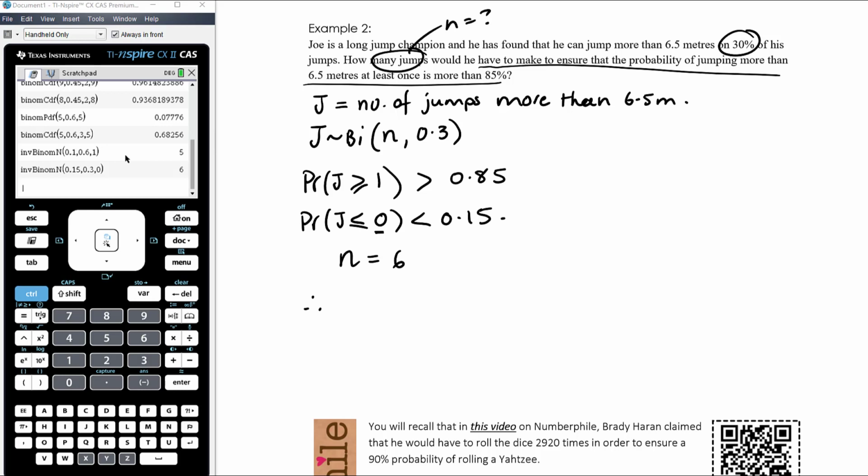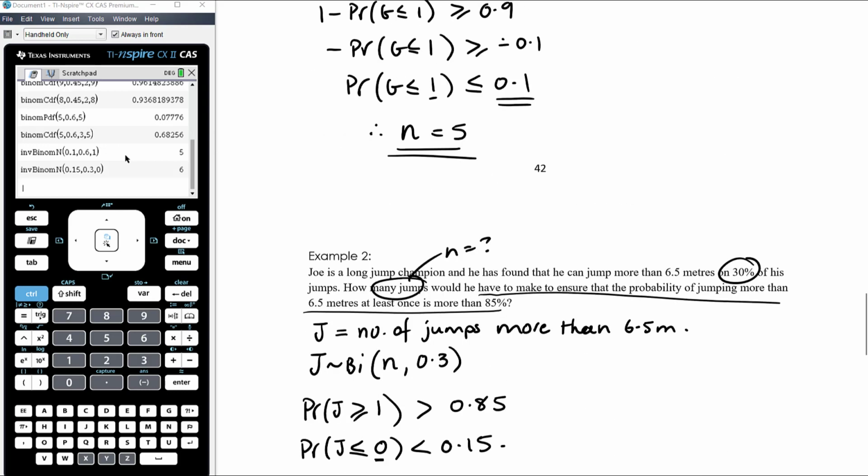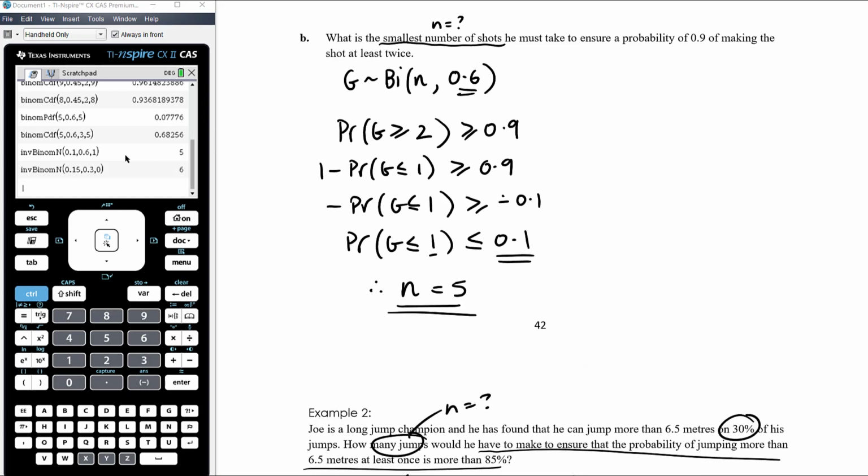And so therefore, I might go back, actually I don't think I properly answered the previous question. Therefore, he must take at least 6 jumps. So if he takes 6 jumps, there is a probability of more than 85% that at least one of those jumps will be a bigger than 6.5 metre jump. As I said, I don't think I answered the question here, so let's just be clear. What is the smallest number of jumps he must take? So therefore, he must take at least 5 shots.